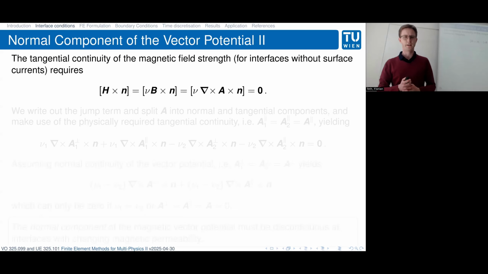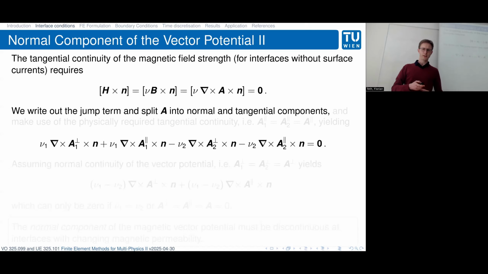We can look at the third magnetic or physical condition we need to satisfy, which is the tangential continuity of the magnetic field strength for the interfaces without surface currents, just for the sake of simplicity, and this we will introduce here again with the expression n × [H]. And for H, we now insert the B field, and for the B field, we insert the curl of A. So this needs to be zero.